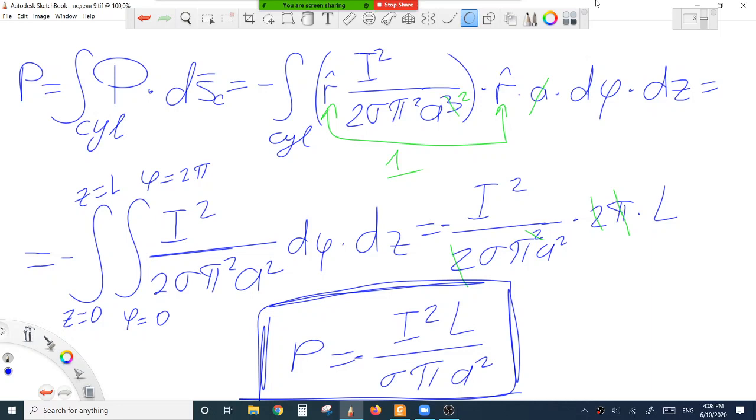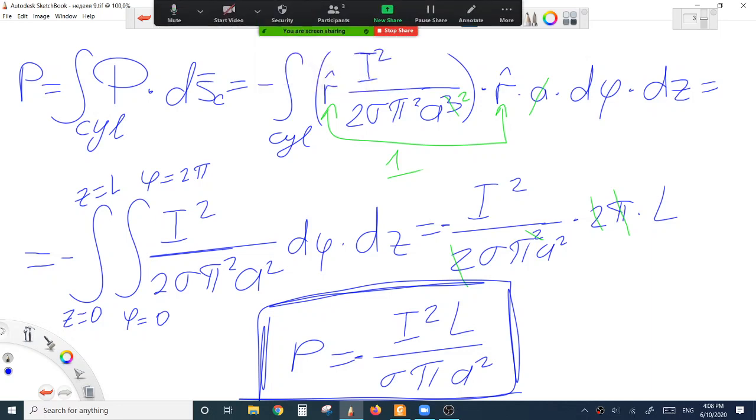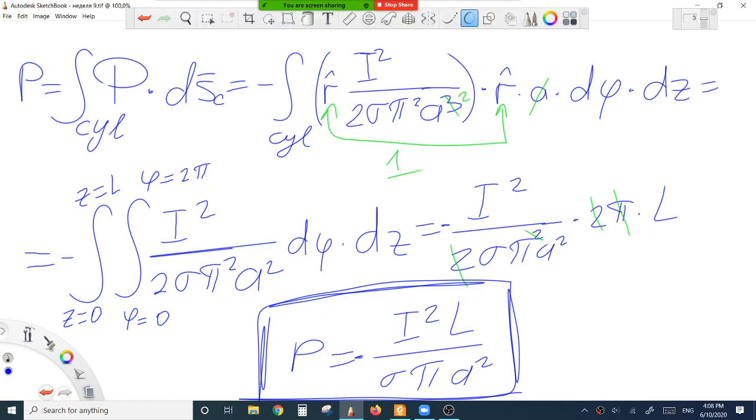Well, we have calculated the power dissipated in the conductor with the length of L. Now we can see that this power is negative, which indicates losses.